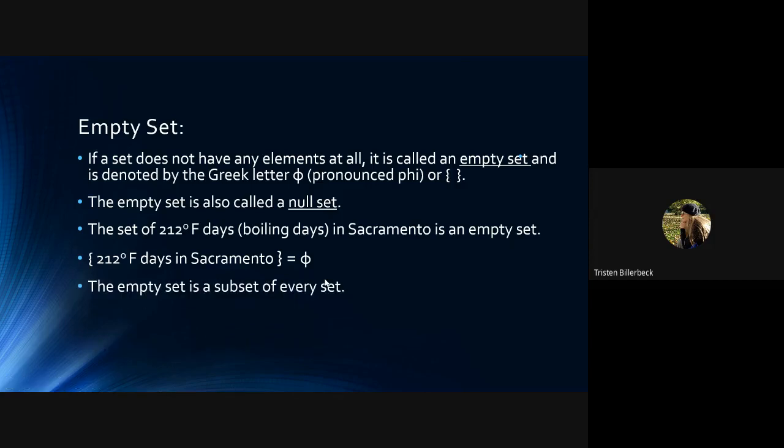So the empty set is a subset of every set. So phi is a subset of A, which is a subset of the universal set.